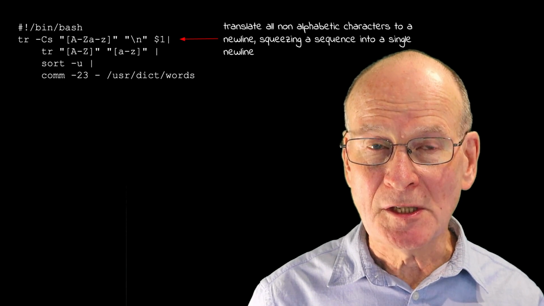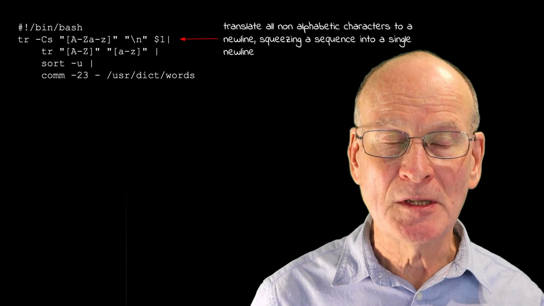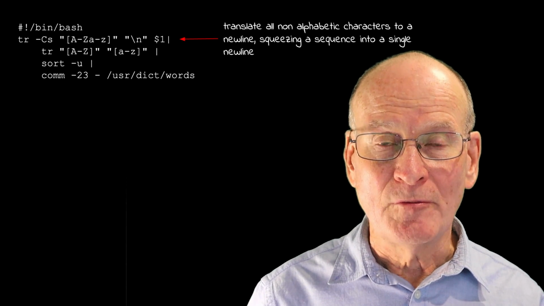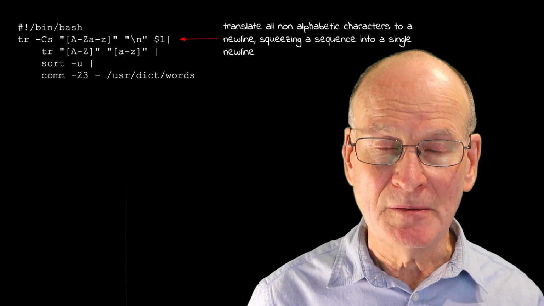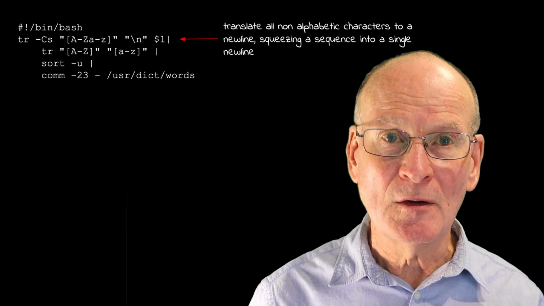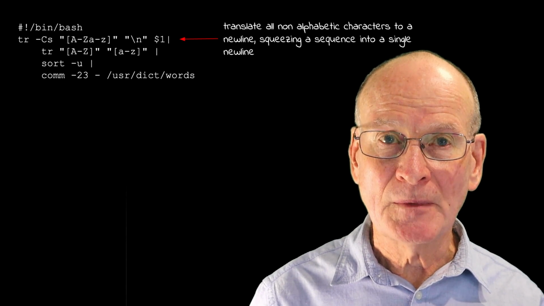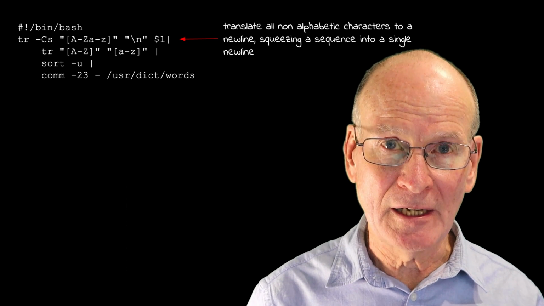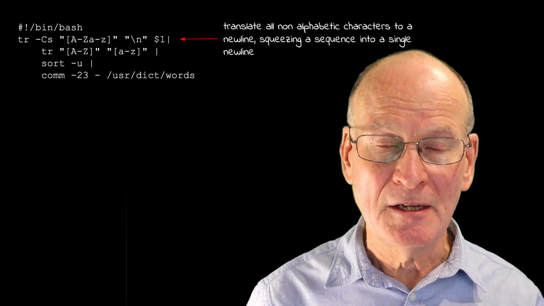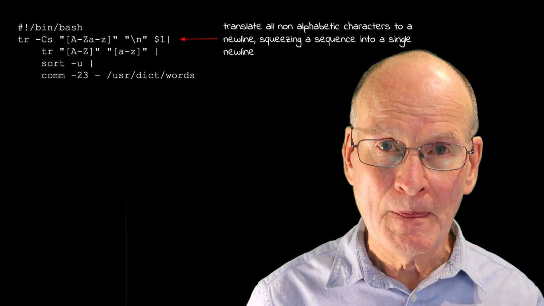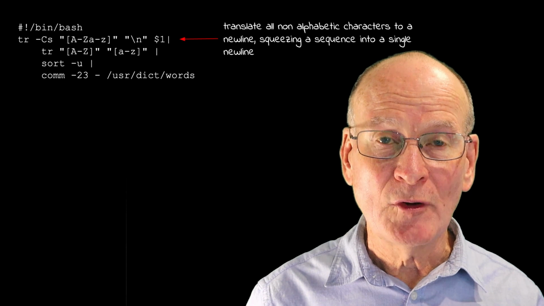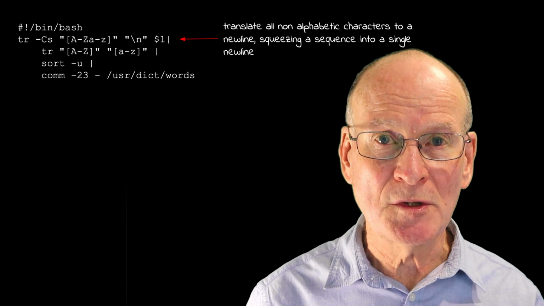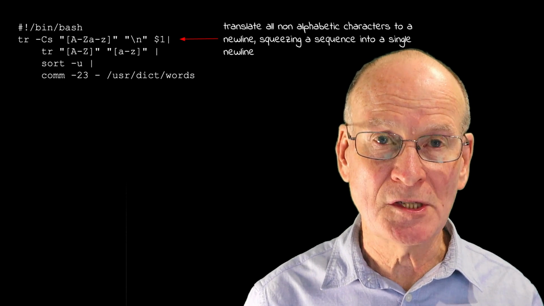Now you know that the first line is the line that will specify the shell program to use, /bin/bash in this case. I've broken it down here into separate lines to make it a bit easier. The first line here will translate all the characters that are not in the set capital A to Z, little a to z. Anything that's not in that set will be converted into a new line. And in addition, if we have multiple characters that are translated to the new line, they're squeezed down to a single new line. So that's what that first command does.